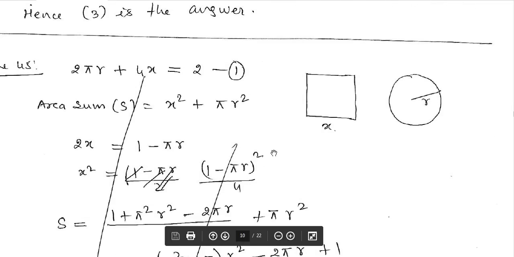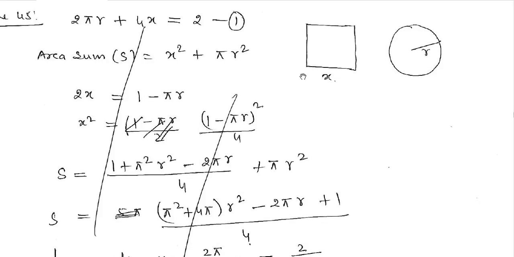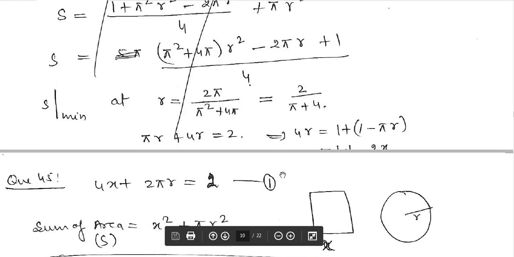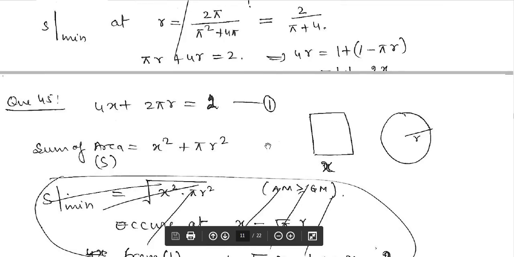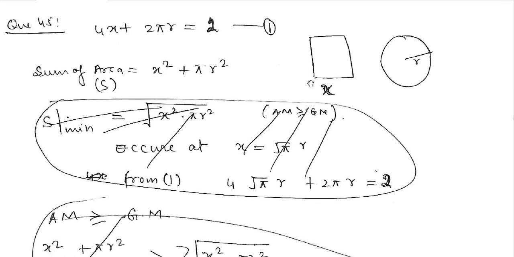In question number 45, what is that? We take a square of, in question number 45, okay, that was wrong. In question number 45 it is given a square of length x and a circle of radius r. With the help of this, 4x plus 2 pi r equal to 2, and the sum of the areas S equals x square plus pi r square. We need to minimize this area.